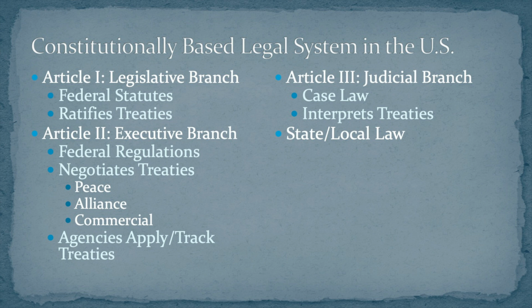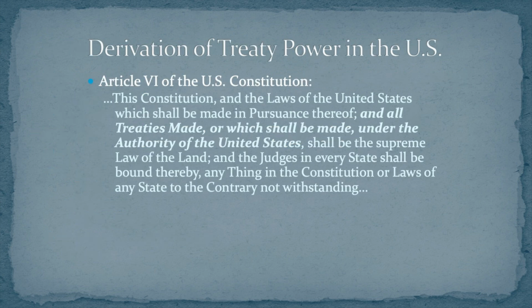We talk about this constitutional creation of the U.S. government. We have got to think about where treaty power comes from. It also comes from the Constitution. So Article 4 of the U.S. Constitution says, "This Constitution and the laws of the United States, which shall be made in pursuance thereof, and all treaties made, or which shall be made under the authority of the United States, shall be the supreme law of the land, and the judges in every state shall be bound thereby, anything in the Constitution or laws of any state to the contrary notwithstanding."